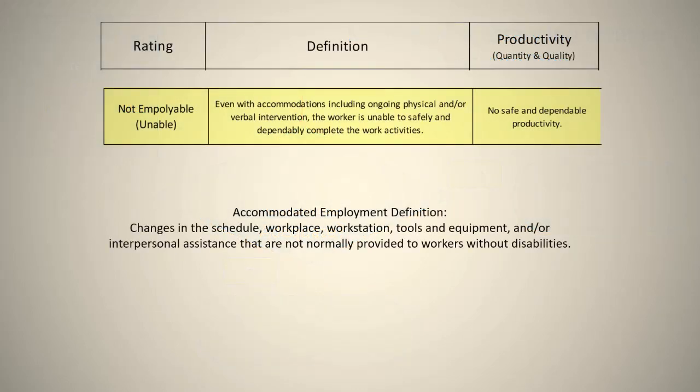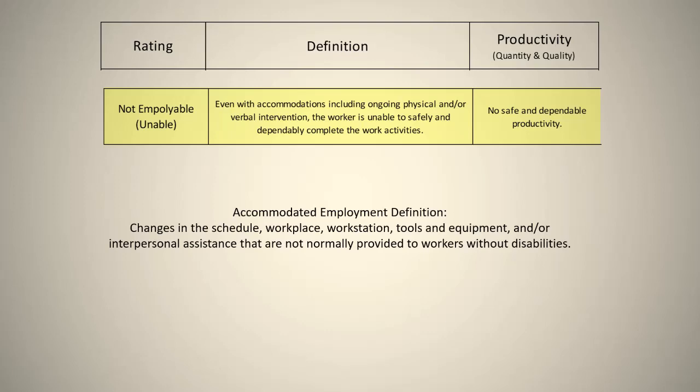Not employable connotes that even with active supervision and accommodations, safe and dependable productivity is not able to be achieved at any level. Typically, this would be pertinent for people who are not safe in a work setting or for people who are interpersonally disruptive.